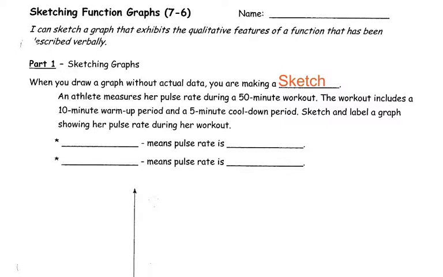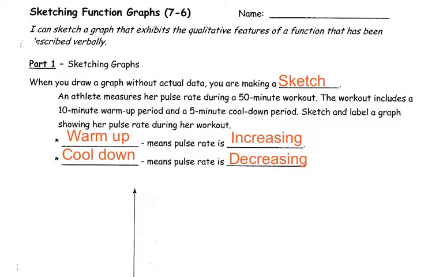An athlete measures her pulse rate during a 50-minute workout. The workout includes a 10-minute warm-up period and a 5-minute cool-down period. Sketch and label a graph showing her pulse rate during her workout. So when she is warming up, that means her pulse rate is increasing. And when she's cooling down, that means her pulse rate is decreasing.